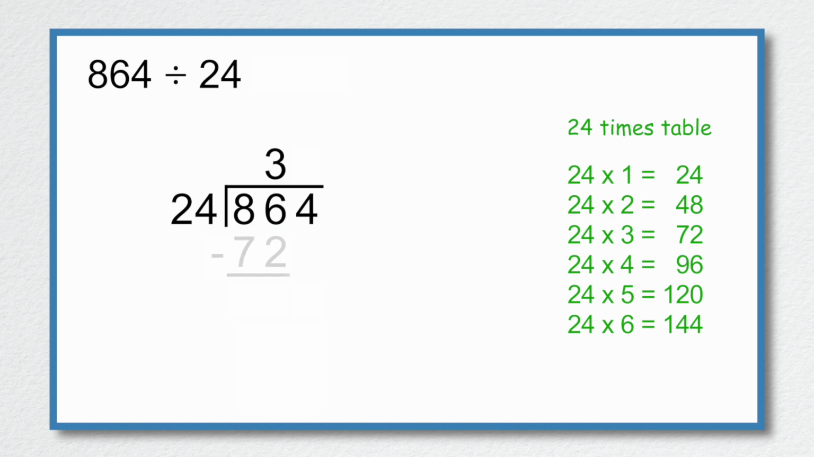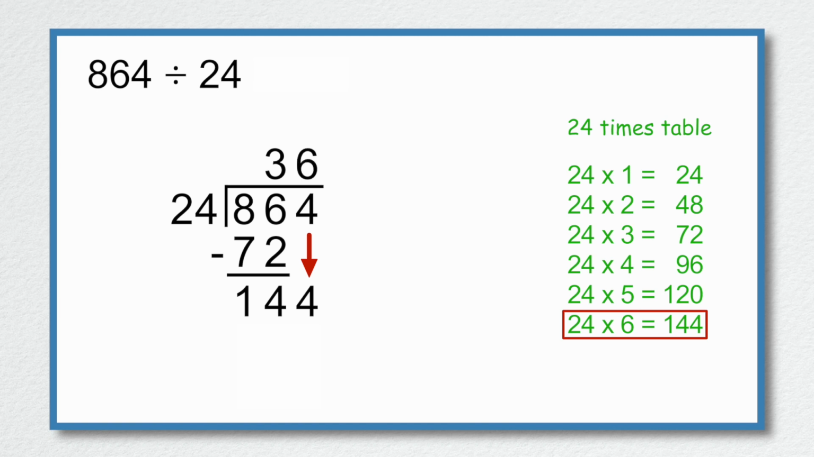We're now going to subtract 72 from 86, and this is where the long division approach is more helpful. We've got a bit of a calculation to do, which is easier to do written down as opposed to trying to do it in our heads or somewhere else on the piece of paper. 86 subtract 72 is equal to 14. We'll bring the 4 down. We now have 144 divided by 24, and 24 goes into 144 6 times. So 864 divided by 24 is equal to 36.